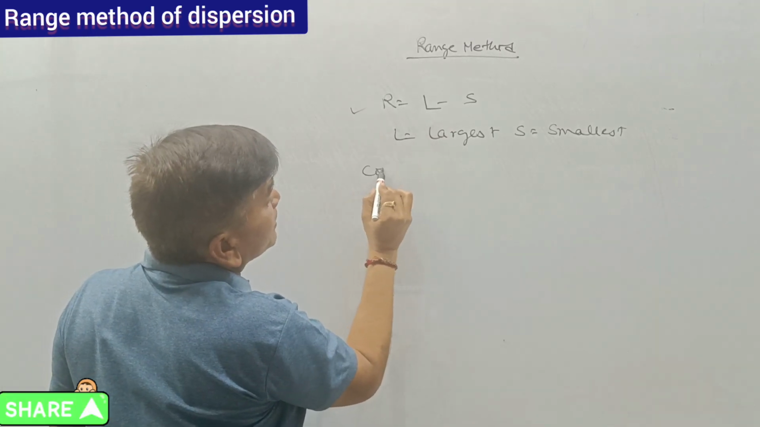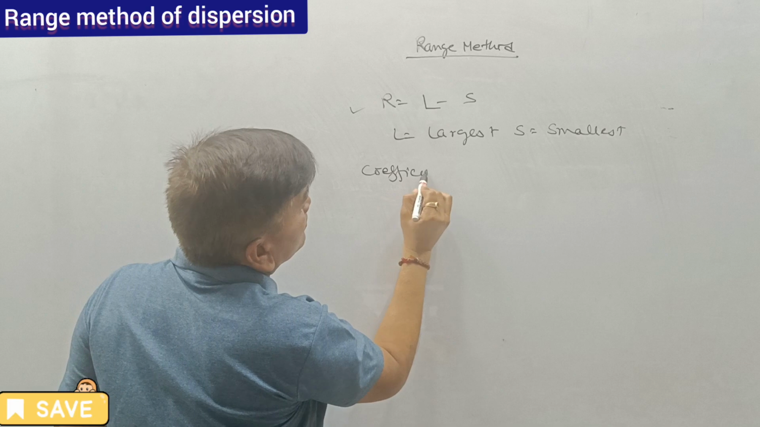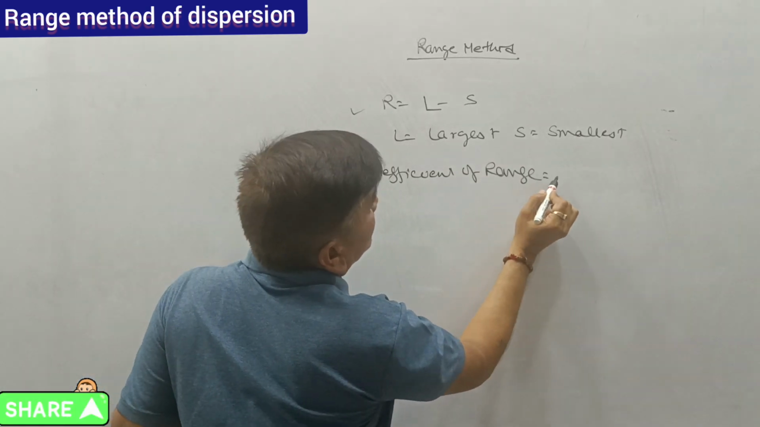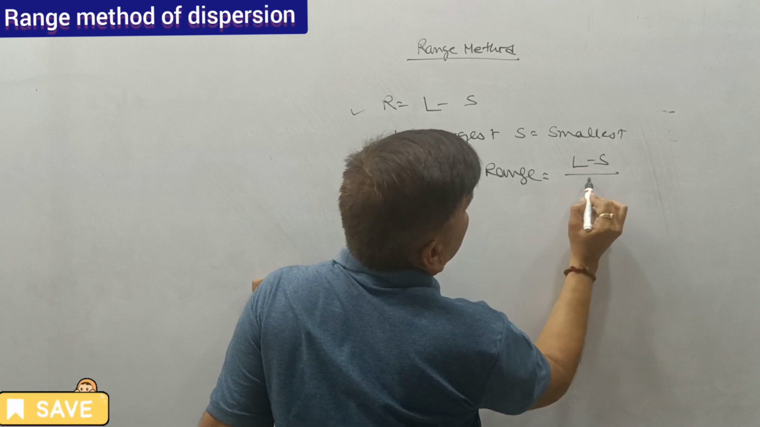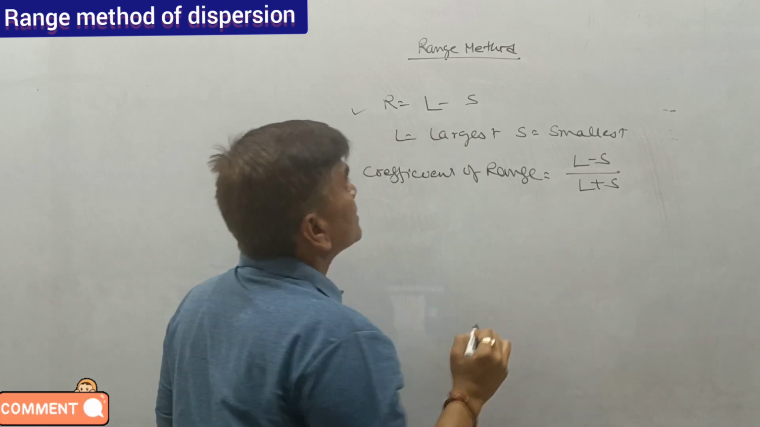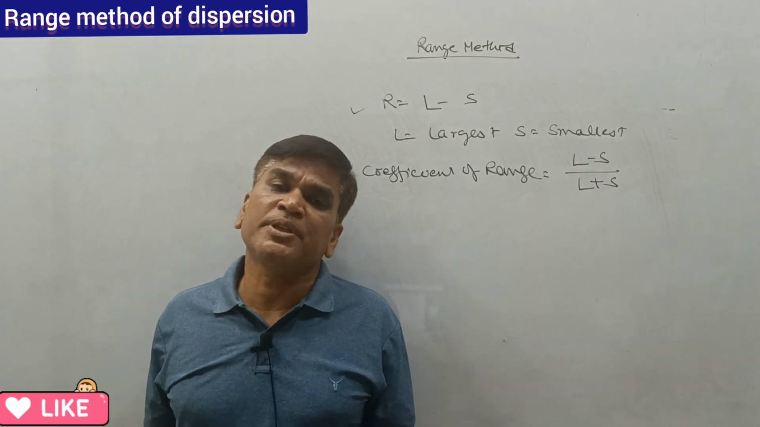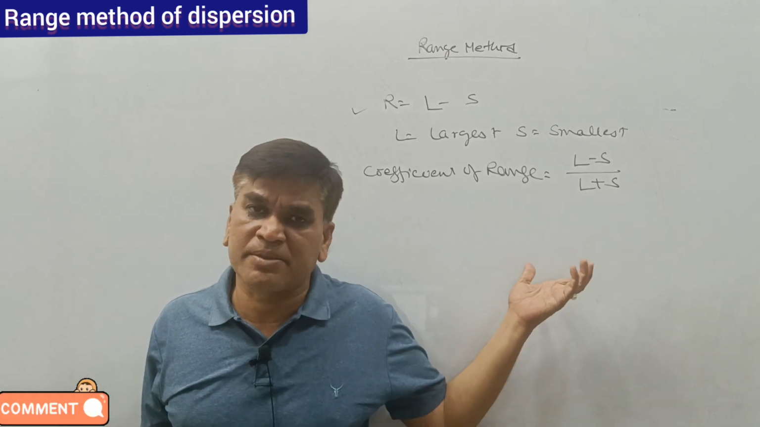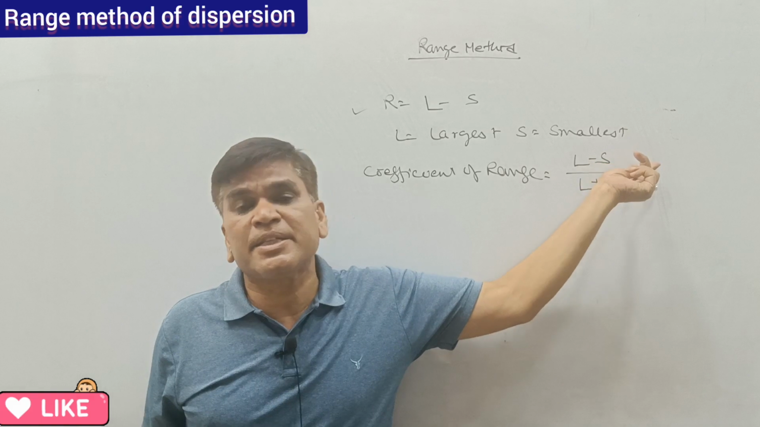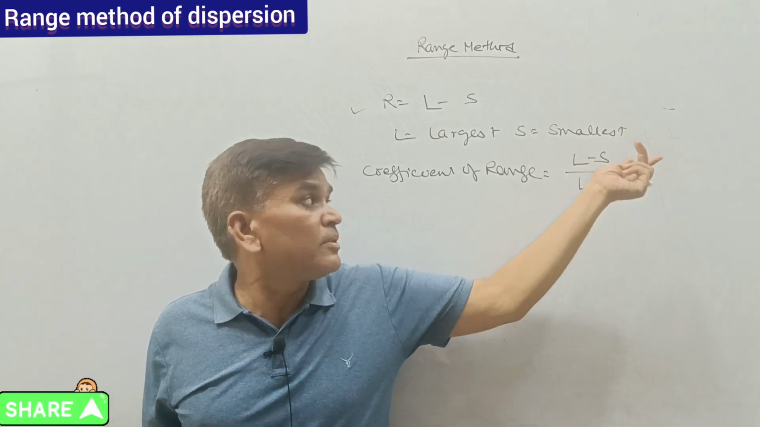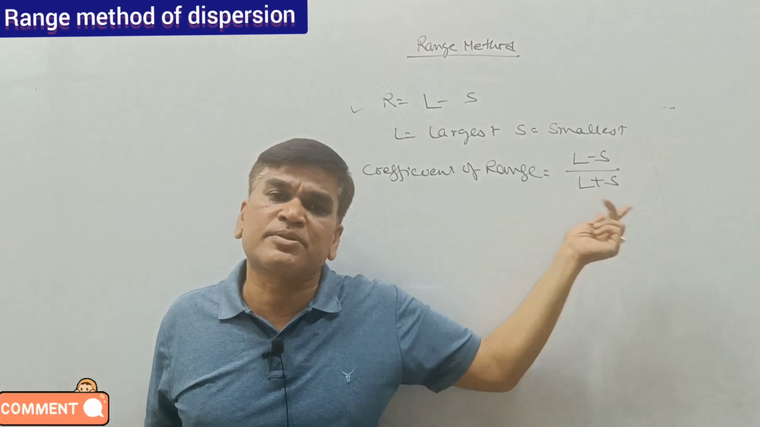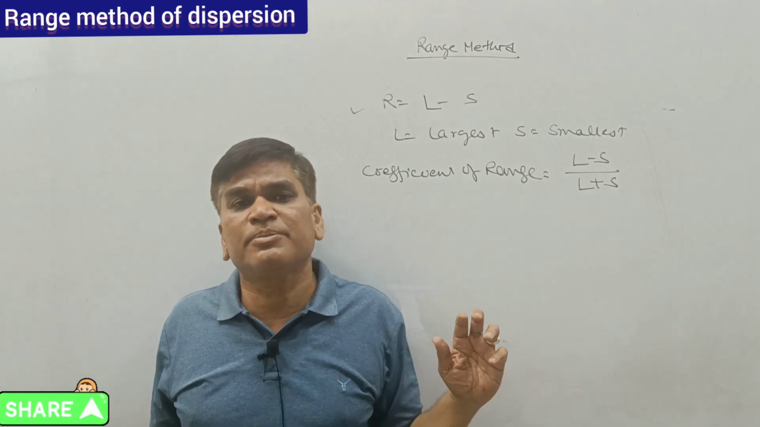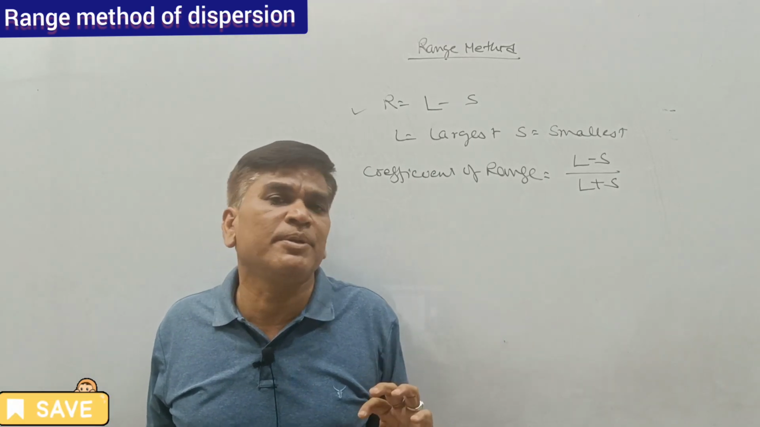The second one is the coefficient of range, that is largest minus smallest upon largest plus smallest. The first one has a unit, but the second one will not have a unit, because the unit will be cancelled from both sides. So unit to unit will be cancelled. So the relative measurement of the range will be a unit free measurement.